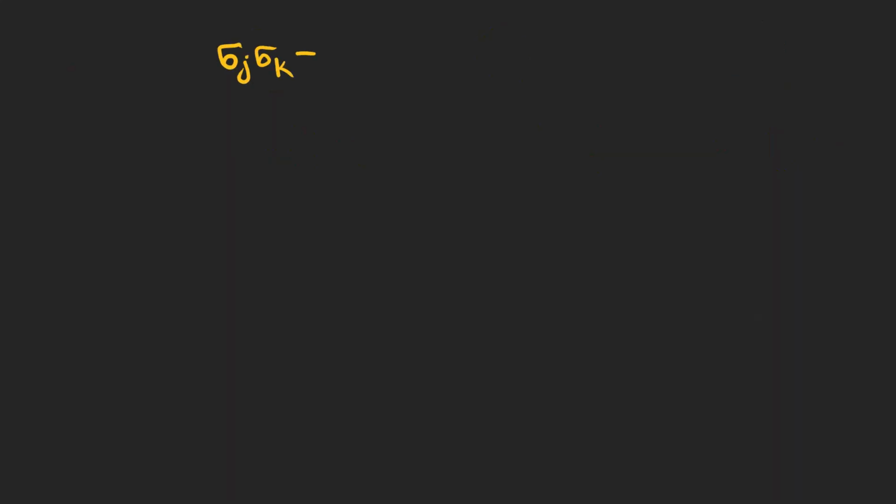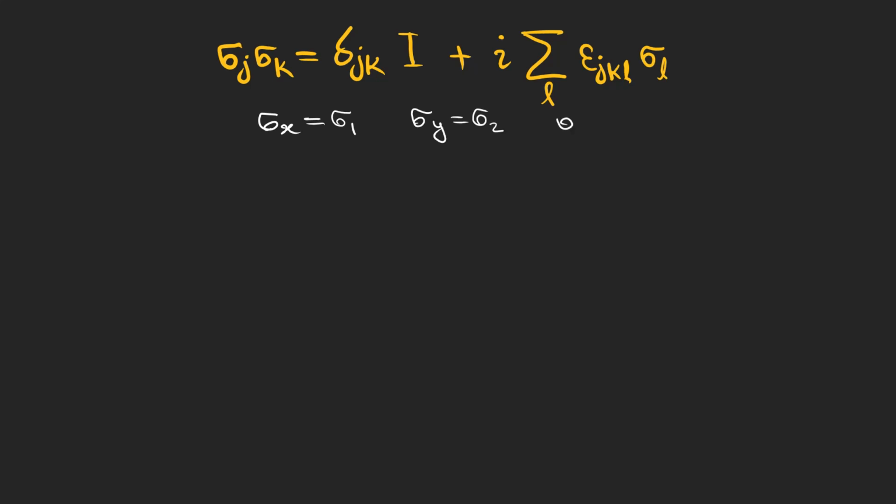For the multiplication of these matrices, we can use these symbols and write it as the sum of a Kronecker delta times the identity matrix and a sum over the third index L. In this kind of notation, instead of x, y, and z, we usually use 1, 2, and 3.